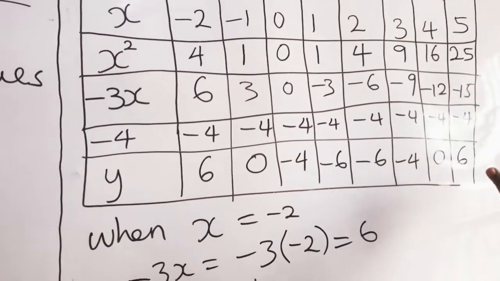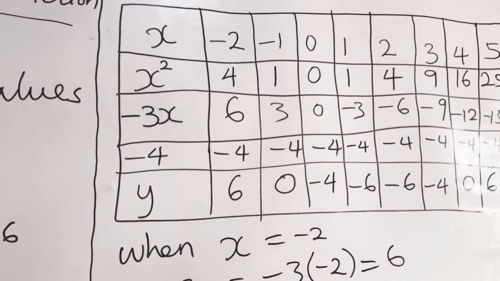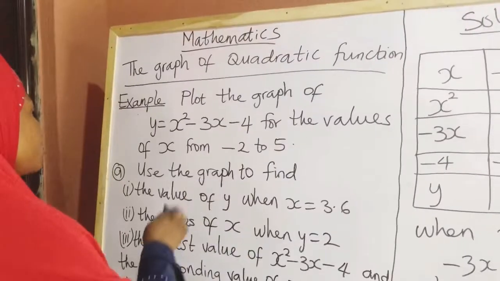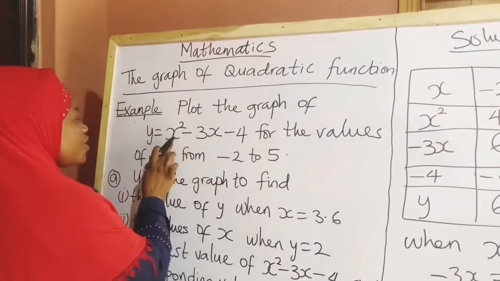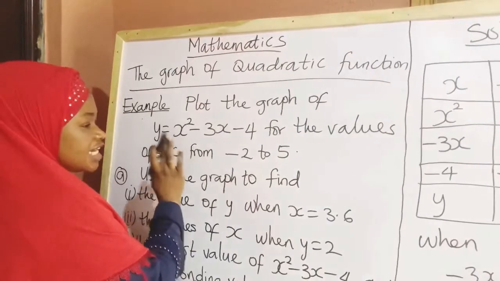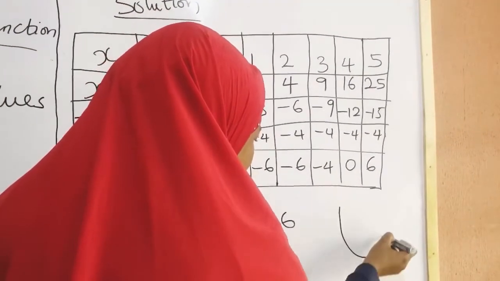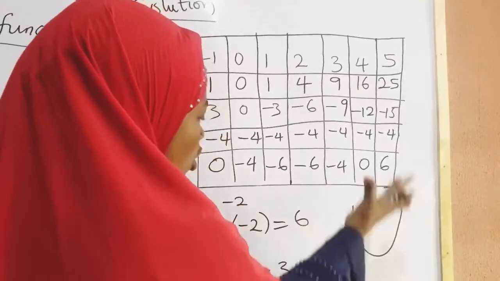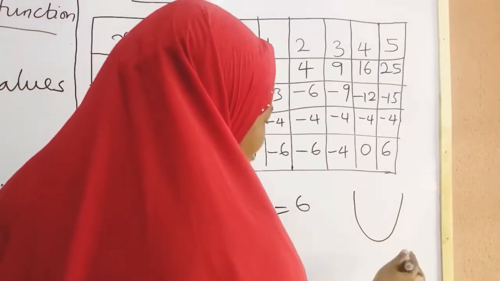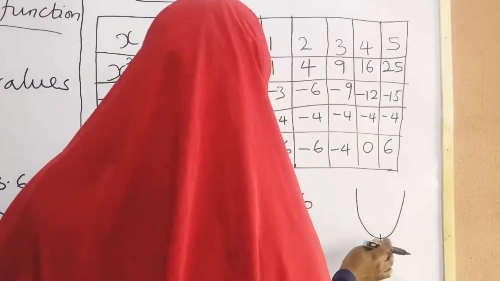So that is how to draw the table of a quadratic equation. From the question, the coefficient of x squared here is positive. That means the shape of the graph will look up like this. The U shape will look up. That means we are going to have a minimum point.